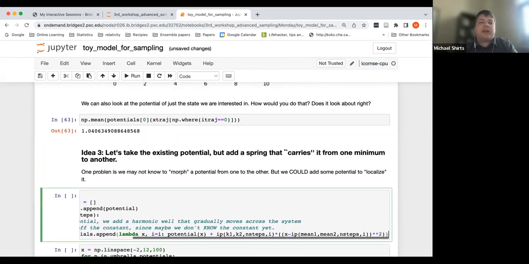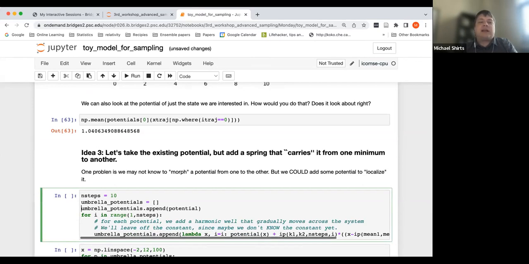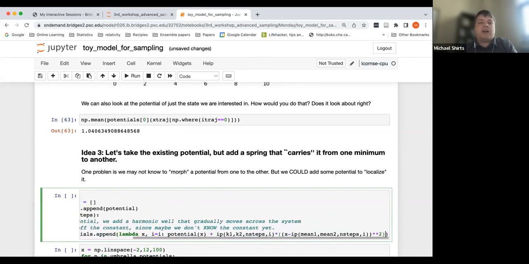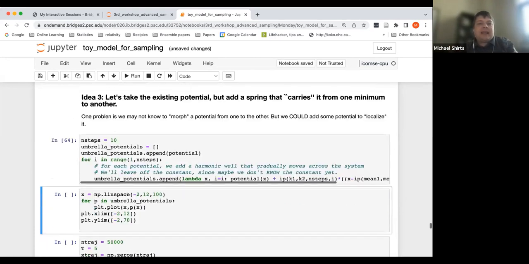So here what I'm doing, I'm adding essentially umbrella potentials. For the umbrella potential, I'm going to take the original potential and add a harmonic oscillator. Let's say I don't know anything about the shape of the potential, but I do know where my minima are. So I can march between my minima and stick in a harmonic oscillator: go there, now go there, now go there. So I'm adding to that potential energy surface. Rather than trying to morph it, because usually we can't do that, I can add to it.